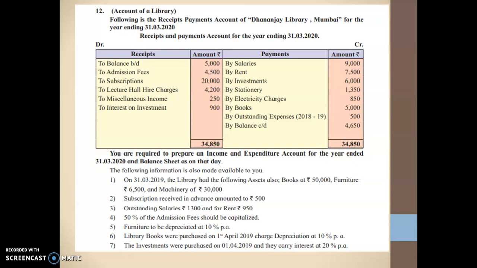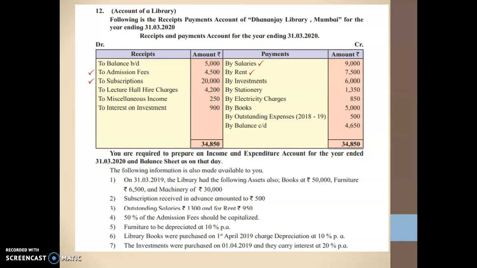In your first adjustment, the opening balances of assets are given. The second adjustment is subscription received in advance. So put a tick on subscription. We have to leave one line below subscription. The next adjustment, outstanding salaries and outstanding rent. Then admission fees to be capitalized, so put a tick on admission fees.